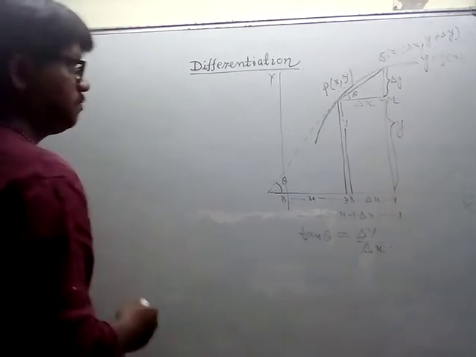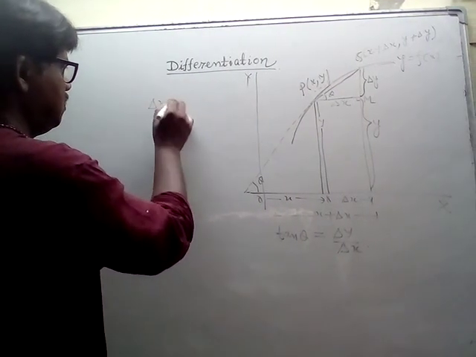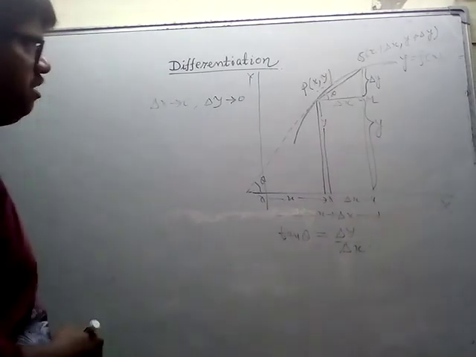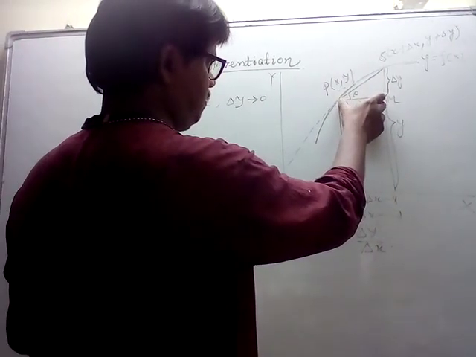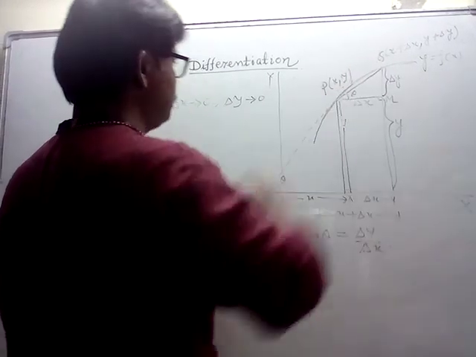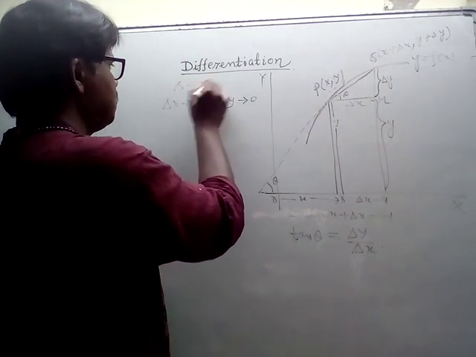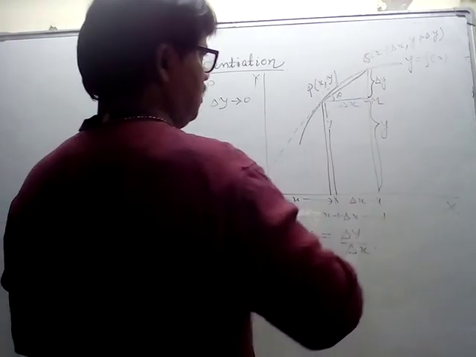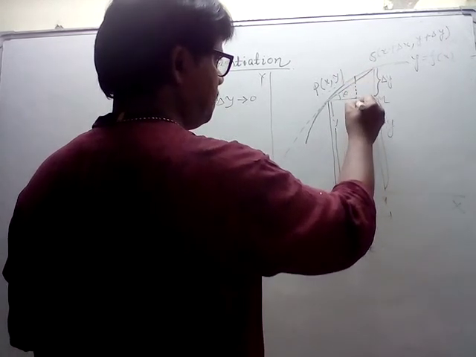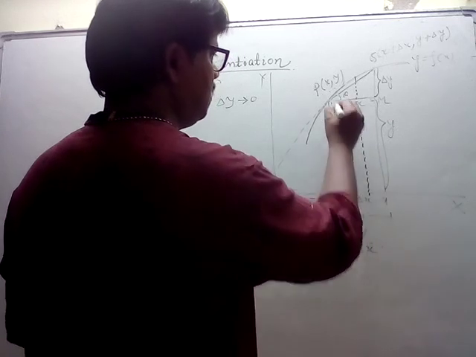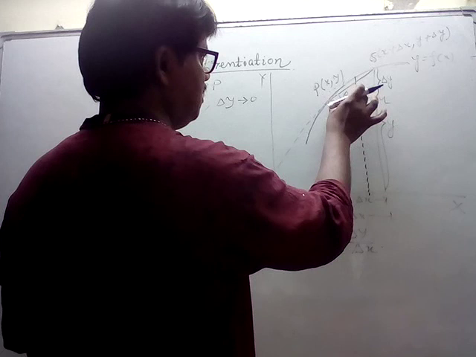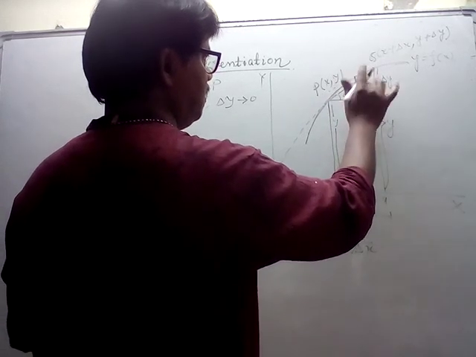Now, if delta x tends to 0, obviously delta y tends to 0. Because if delta x tends to 0, P is a fixed point and Q approaches P along the curve. Suppose Q comes here. Then this will be delta x, and delta y will be this.